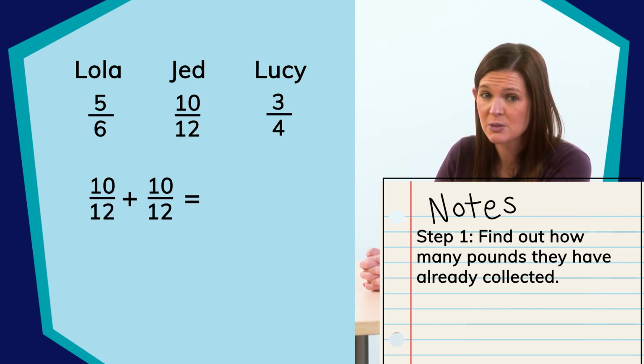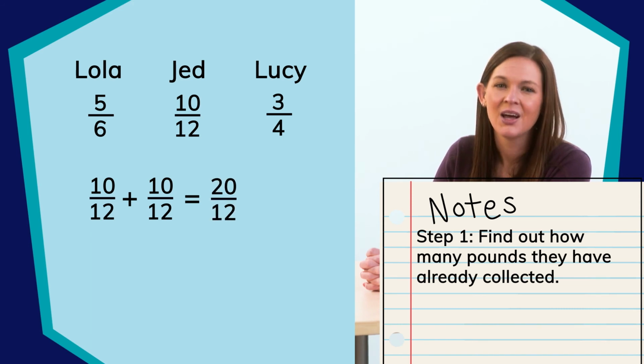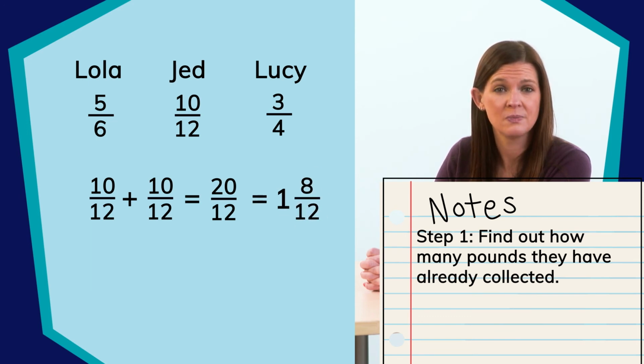Now 10/12 plus 10/12 is 20/12. We can see this is a fraction greater than 1. So let's make it a mixed number. If 12 pieces make a whole and we have 20 of them, we have 1 whole and 8/12.